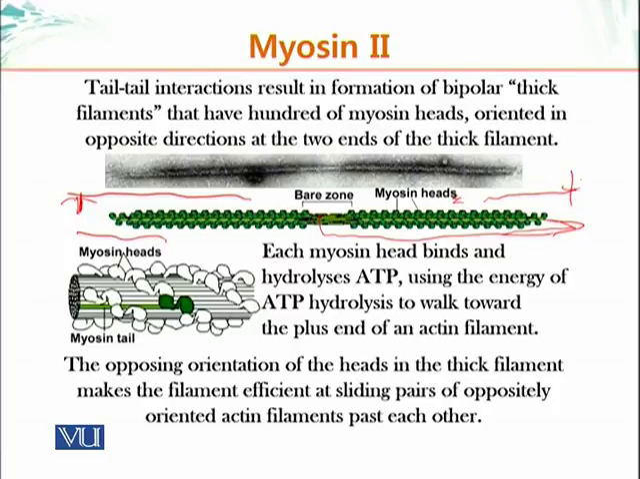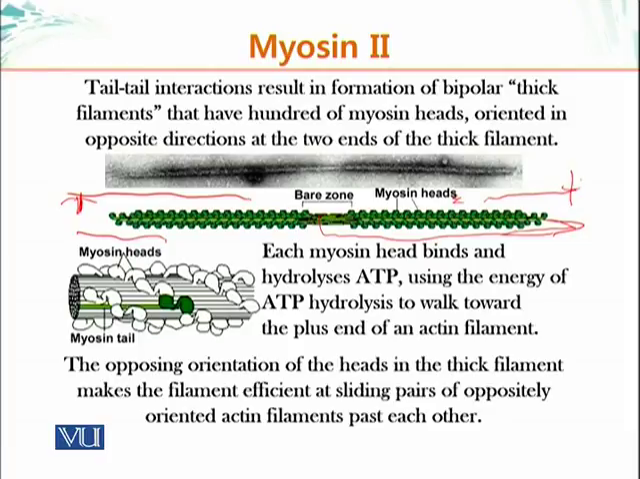When we talk about muscles, we'll refer to them. They have hundreds of myosin heads oriented in opposite directions at the two ends of these filaments. Each myosin head binds and hydrolyzes ATP. Using the energy of ATP hydrolysis, it can walk towards the plus end of the actin filament. The opposing orientation of heads in the thick filament makes the filament efficient in sliding a pair of actin filaments, which are oppositely oriented, past each other.